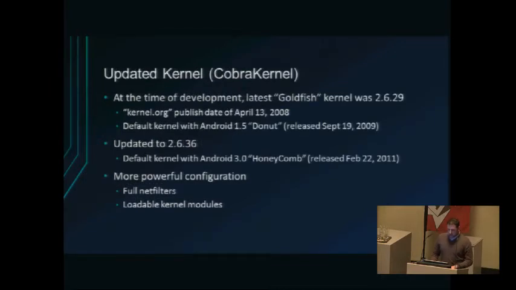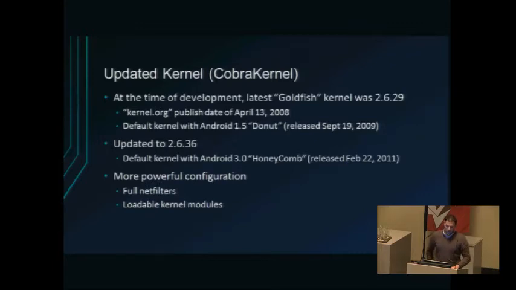So starting at the very bottom, if anyone's ever played with the emulator in any sort of technical depth, you'll notice that the kernel is very old. The code name for the kernel is the Goldfish kernel, and it sits on Linux kernel version 2.6.29. According to kernel.org, that was published in 2008, and it ships with the Android 1.5 devices, Donut, which was way before my time. So it's really old.